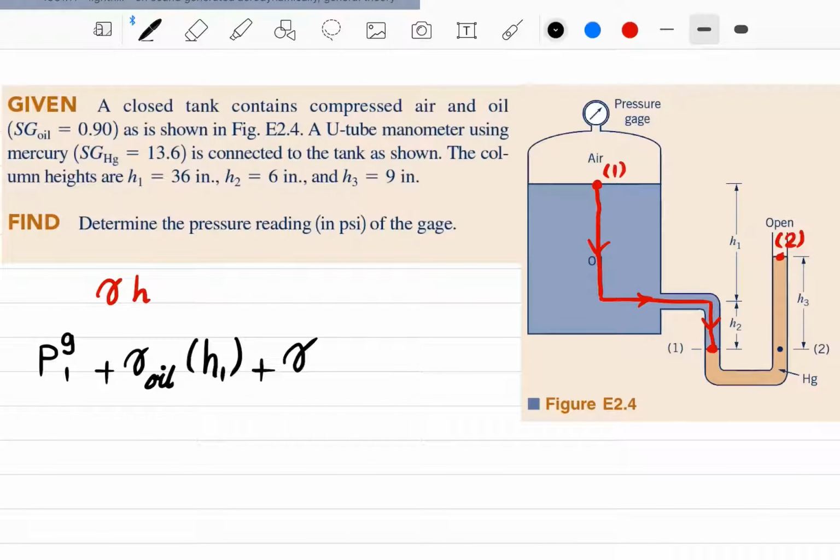Gamma of the fluid that we're moving through, which is oil, times the distance that we have moved, which from here to here is H2, times H2. Now we are at this point. So again, we will move toward our points until the fluid changes. So we have to move downward, to the right, and then upward. So we've reached our point.